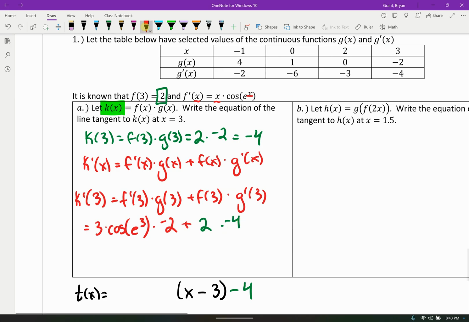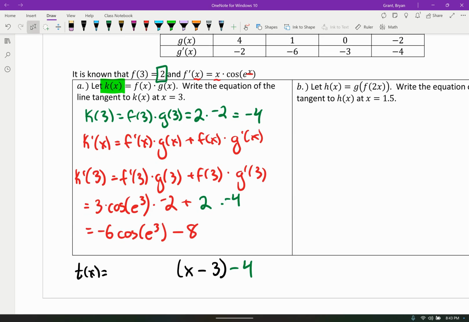Now cleaning this up a little bit, we have 3 times negative 2 is negative 6 cosine of e cubed. And then 2 times negative 4, that's negative 8. So that's about as far as we can simplify without a calculator. And in fact, that is our slope. It's a number. You can do cosine of e cubed, multiply it by negative 6, and subtract 8. I don't know what number it is, but it's not really relevant because it is just the slope of our tangent line, right?